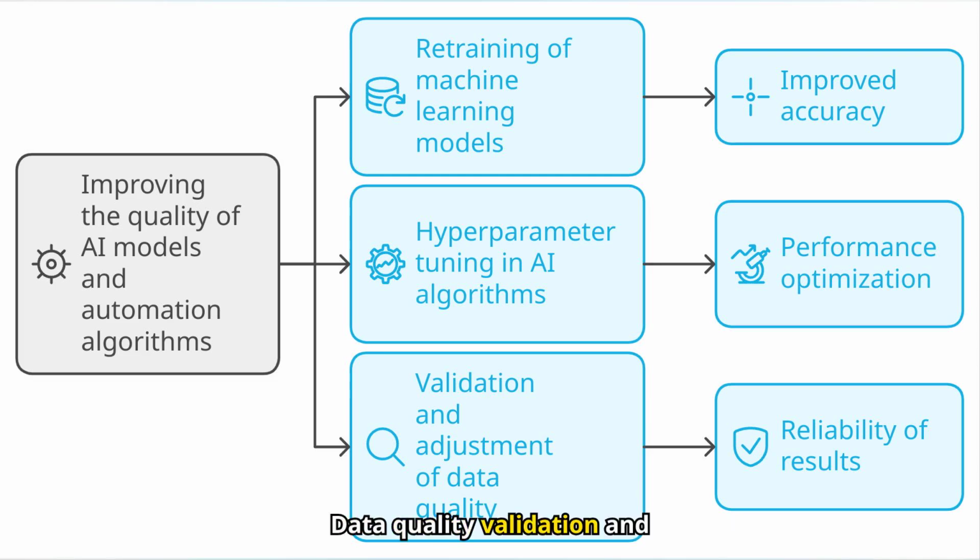Data quality validation and adjustment allows to review the consistency and accuracy of the data used to feed automated systems. An example might be validating sales data before feeding a demand forecasting model. The benefit obtained is greater reliability in the results generated by the AI.